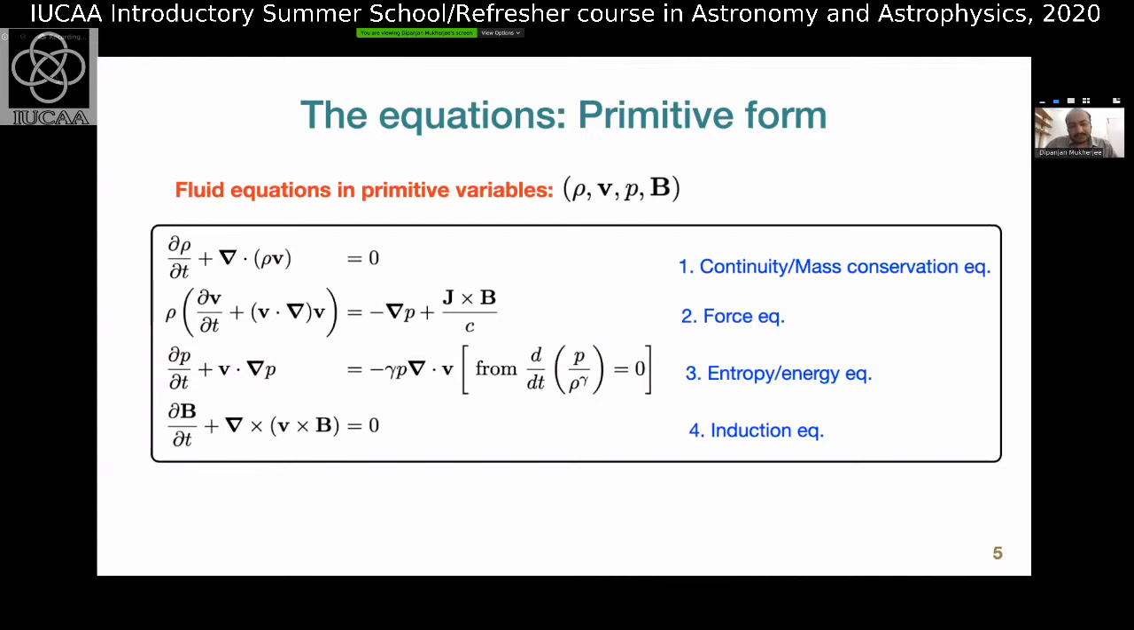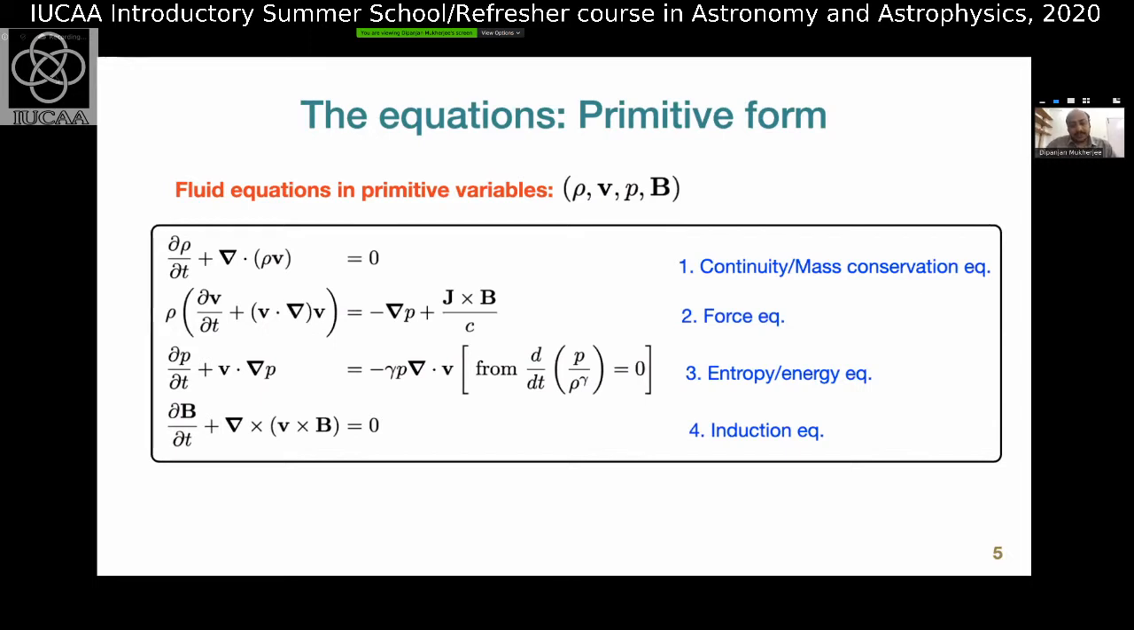The third equation follows from the entropy principle, or is a proxy for the energy equation. In an ideal gas, we know that pressure is proportional to k rho to the power gamma. If you take the derivative of this, and after some manipulation, you will find an evolution equation for the pressure. So this essentially follows from the entropy condition.